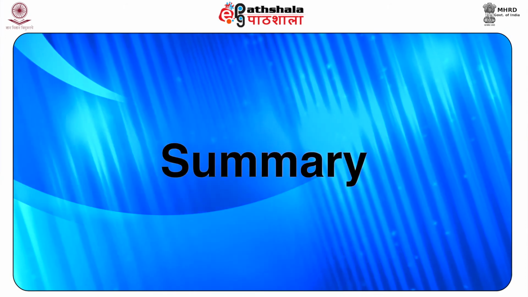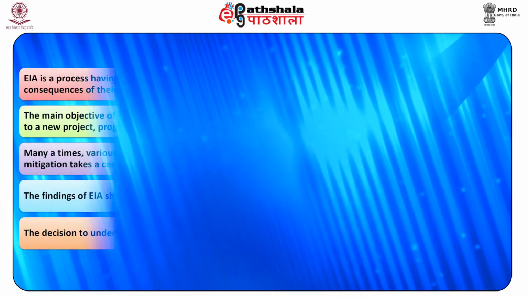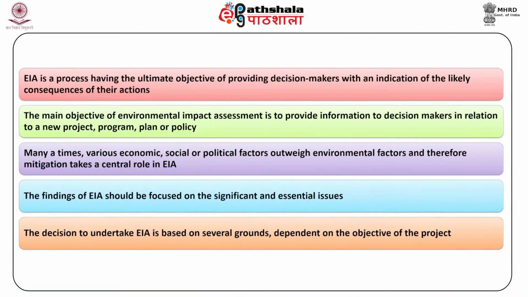Let us summarize what we have done today. EIA is a process having the ultimate objective of providing decision makers with an indication of the likely consequences of their actions. The main objective of environmental impact assessment is to provide information to decision makers in relation to a new project, a program plan or policy.